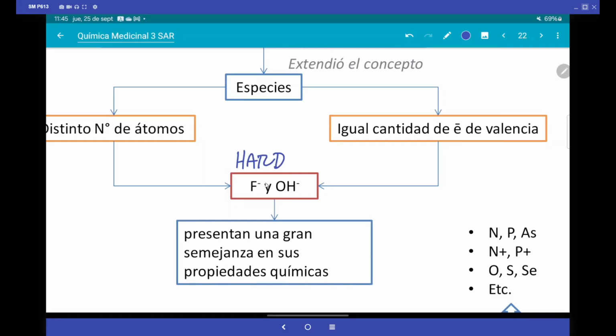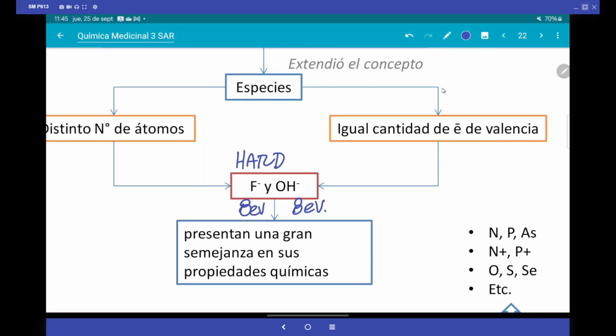In different amounts of atoms, that is when I say that they are hard, and that they are very little polarizable, because they are small, but they have in common the same amount of valence electrons. How many valence electrons? 8 valence electrons in each case. They have a similarity in their chemical properties.